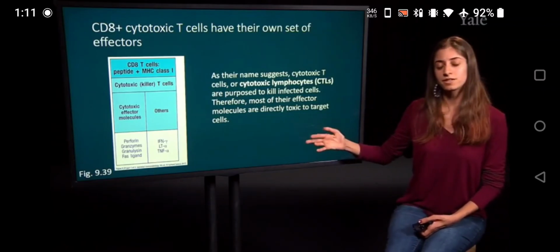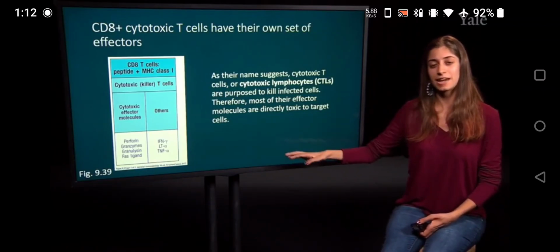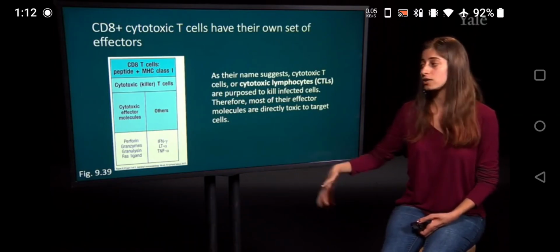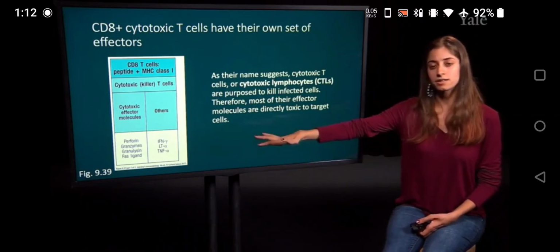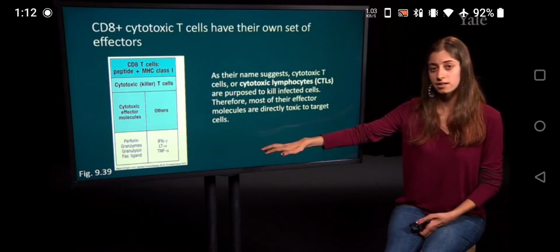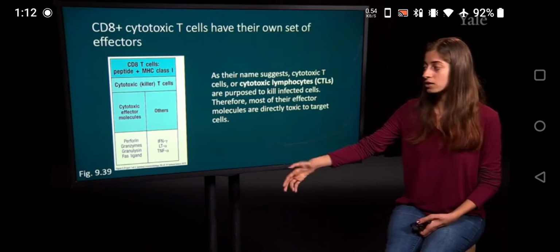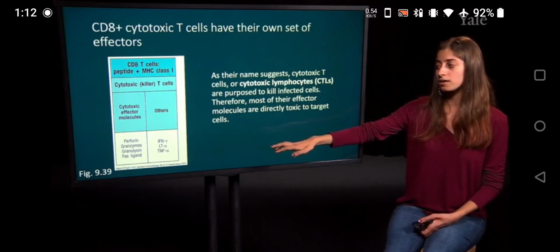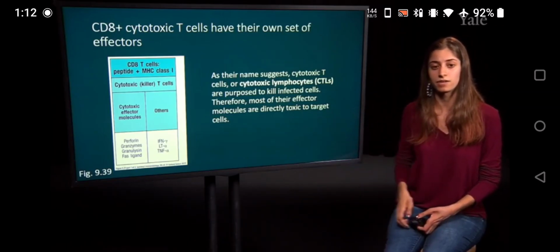So, most of the effectors produced by CD8 positive T cells are designed to kill infected cells. These include effector molecules like perforin, granzymes, granulysin, and Fas ligand, which we'll talk about, as well as interferon gamma, lymphotoxin alpha, and TNF-alpha.